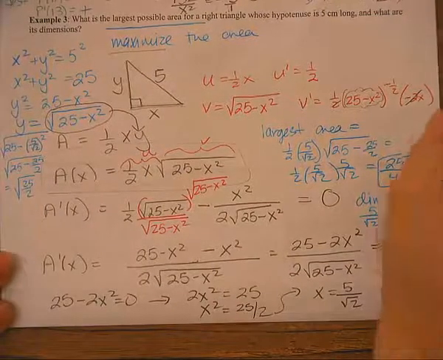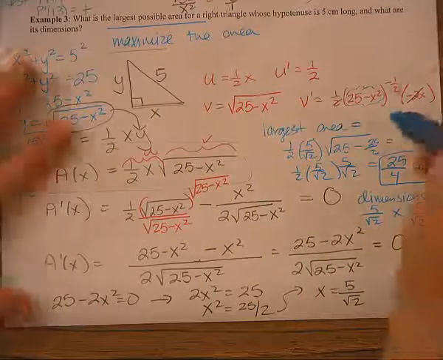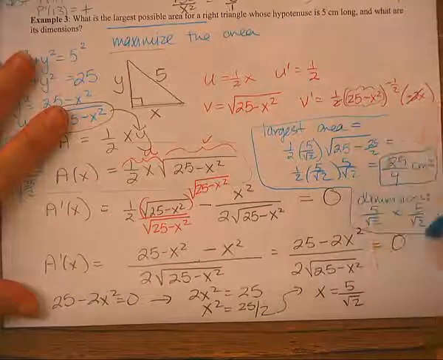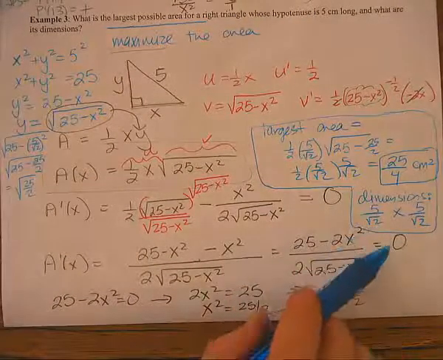So basically, the triangle that gave the maximum area was an isosceles right triangle. The dimensions were equal. And so there's our official answer to this question.